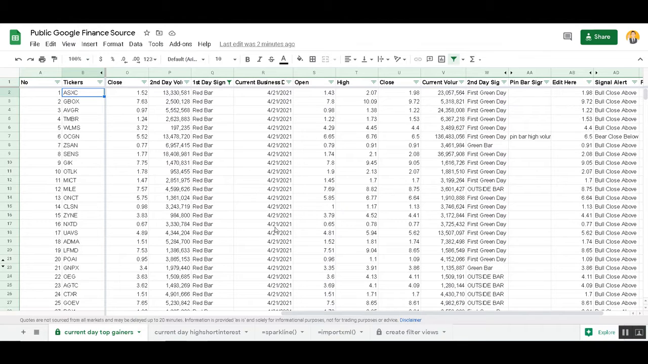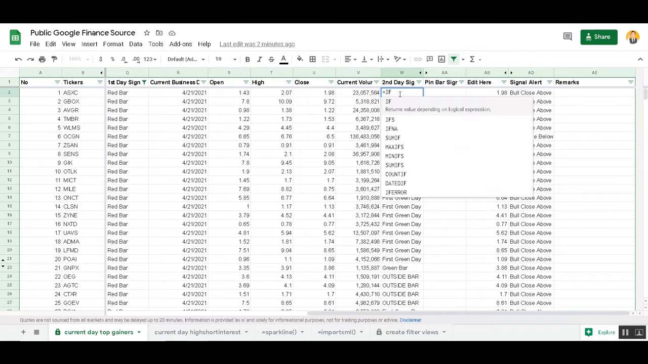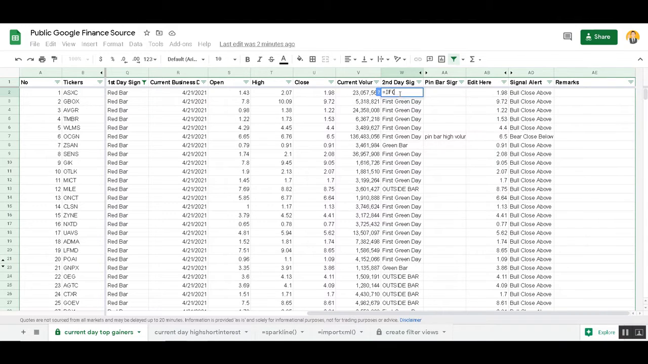So all this is good, but I'm going to show you how to use the IF function to help you understand how it works. Okay, so let's start with equals IF. Open bracket. We're looking to determine if it's a green bar or a red bar.